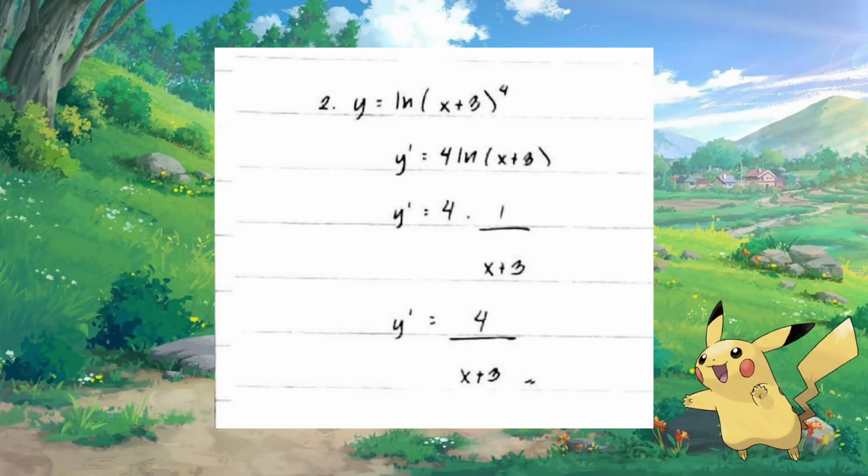Yun yung final answer. So, for number 2 naman, we have the equation y is equal to natural logarithm of quantity x plus 3 raised to 4. So, katulad nung number 1, pwede ulit natin i-bring down yung exponent or ilagay sa harap. Kaya magiging y is equal to 4 natural logarithm of quantity x plus 3. And then, kapag dinifferentiate siya, i-keep lang natin yung 4 sa harap. Kaya magiging 4 times, tas yung differentiation ng x plus 3 ay 1 over x plus 3. Kaya kapag pinag-multiply yun, yung magiging final answer natin or yung dy dx ay 4 over x plus 3.